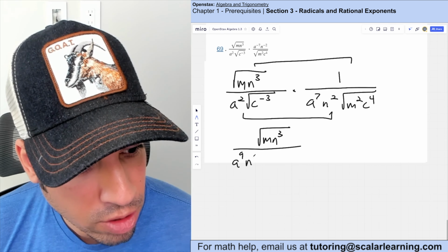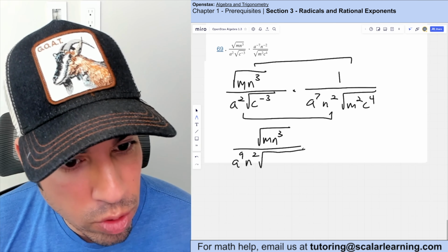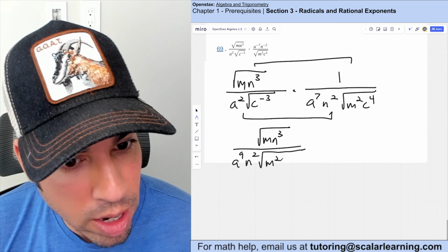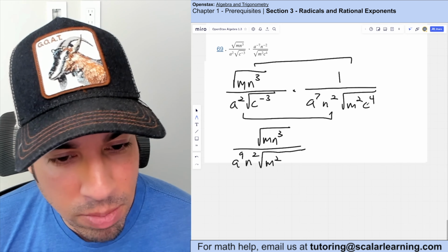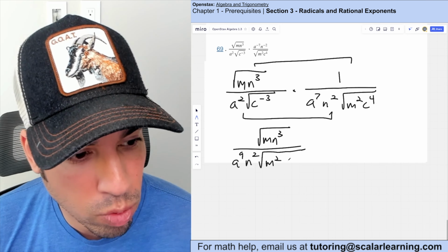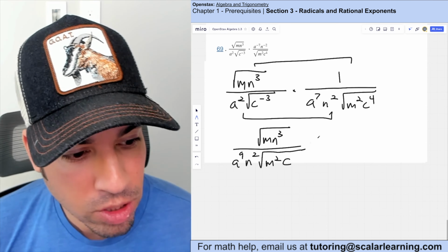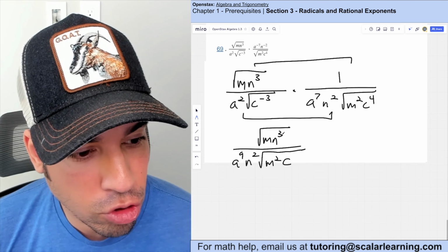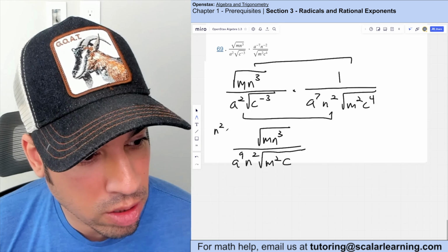And then we still have an n squared times the square root of m squared. And then c to the negative 3 times c to the 4th. We add negative 3 plus 4, which is just c. Now I'm going to start to simplify. So n cubed is simply n squared times n.